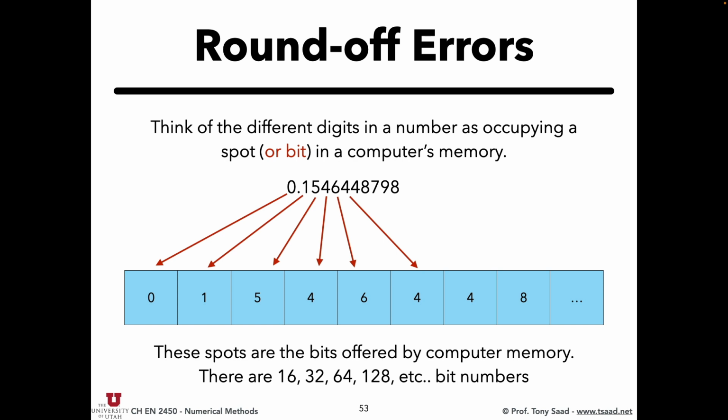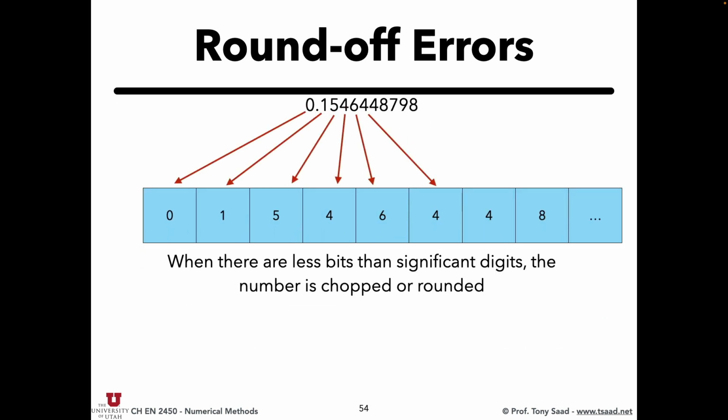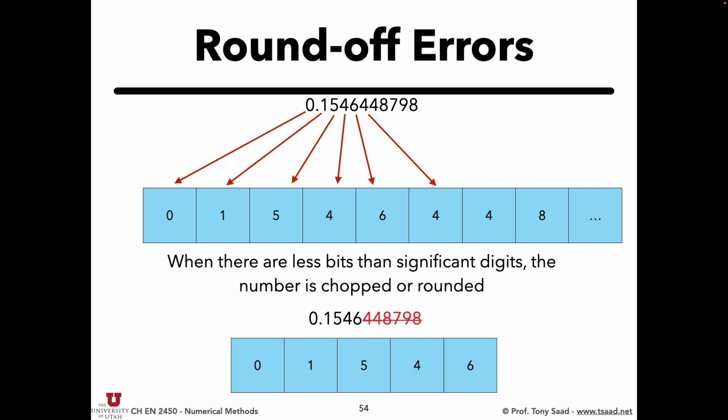So these bits are slots in memory, physical slots that can contain binary numbers, 0 or 1, to represent an actual number. Okay? So roughly, this is how we represent numbers. Now, in reality, when there are fewer bins than the number needs, for example, we can only represent these first digits, 0, 1, 5, 4, and 6, then everything else is erased. It's either rounded up or just chopped, okay? So you lose some of that precision in your number representation.